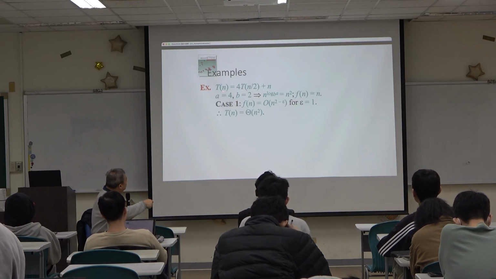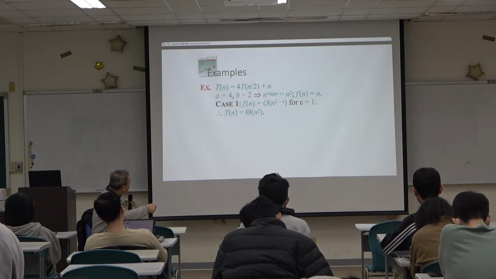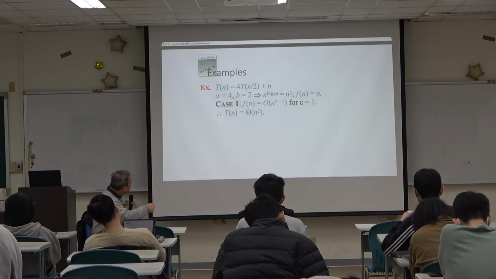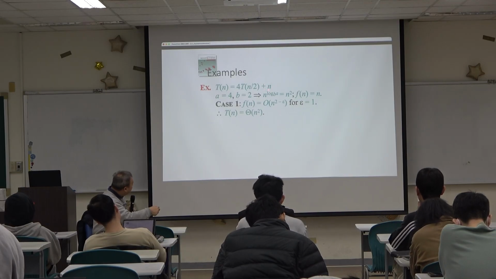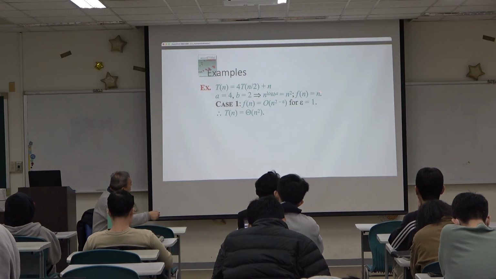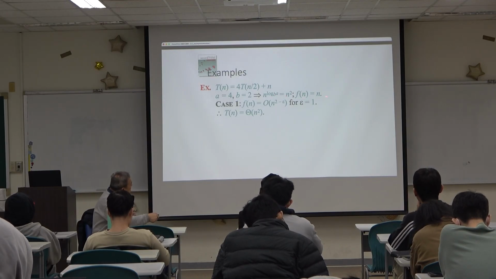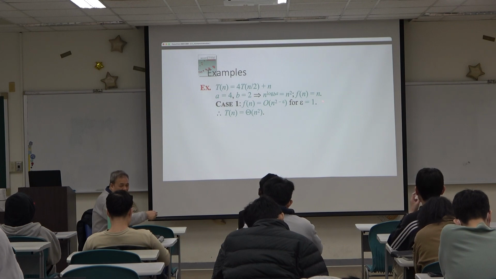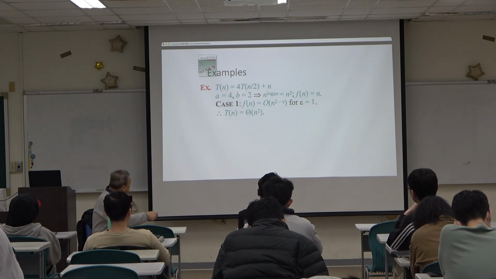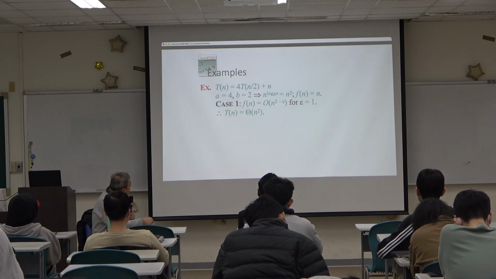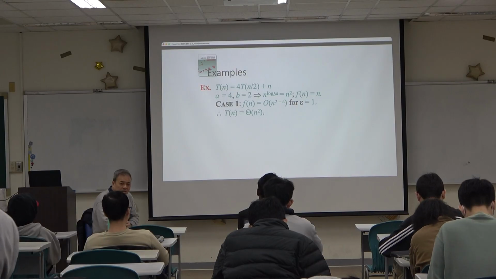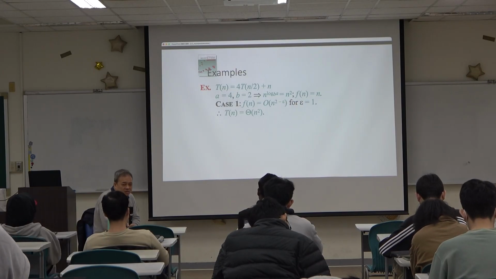And so we can see a is 4, b is 2, and this is your f of n. So n to the power of log base b of a is n squared, and f of n is n. So n squared grows polynomially faster than f of n. This satisfies case 1, so T of n equals theta of n squared. You can directly write it out.